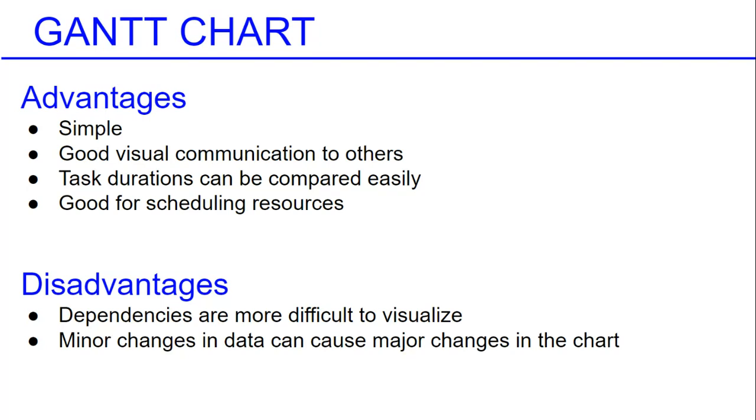The disadvantages: our dependencies are a little bit more difficult to visualize. So we don't know exactly which tasks are dependent on others unless you note that somewhere on the chart. And then minor changes in data can cause major changes in the chart. For example, if you have a task that takes 10 people to complete and 3 of those people are no longer available, then you have made major data changes. You cannot complete that task on time, and you're going to have to shift either personnel or resources from other tasks in order to complete that task.